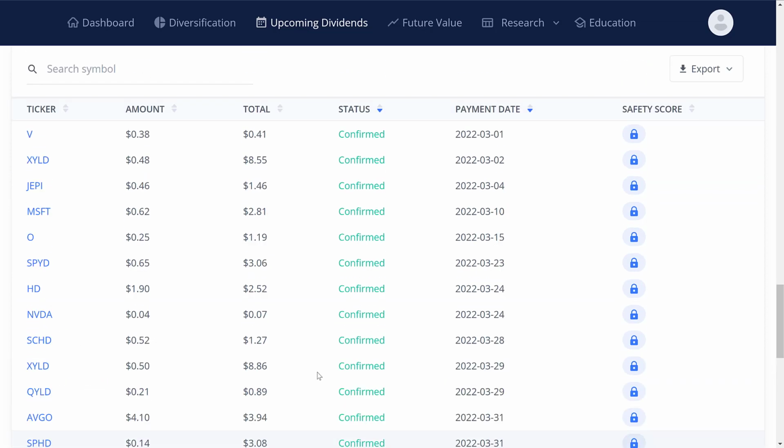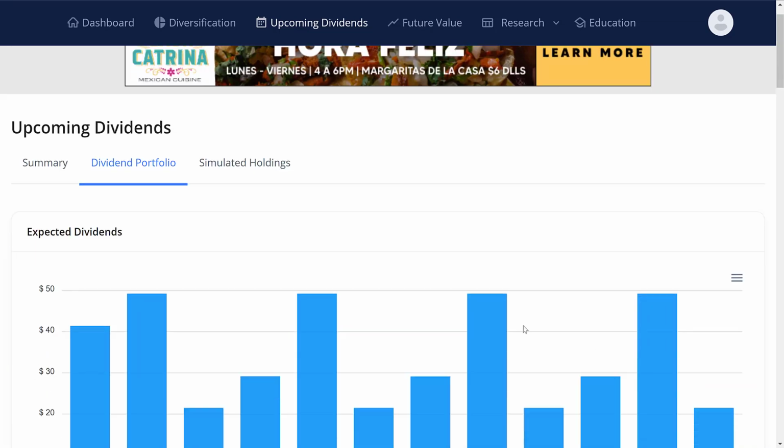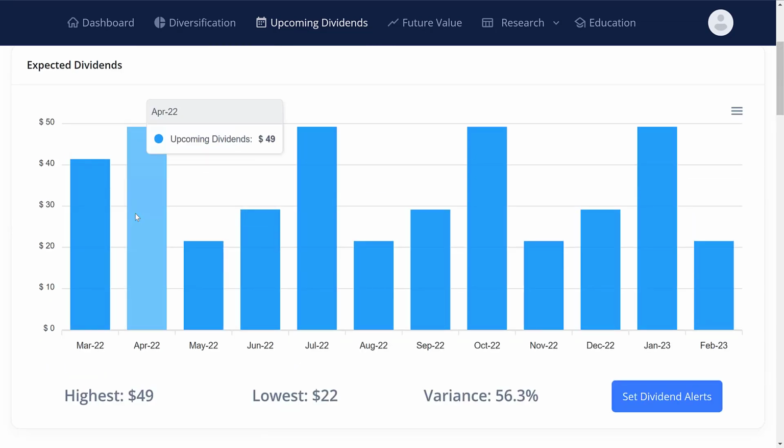Track your dividends. We have a lot of dividends that came in this month, a good amount. April is going to be a big month. Expect to make about $49 in dividends.